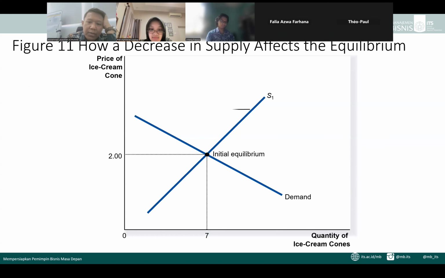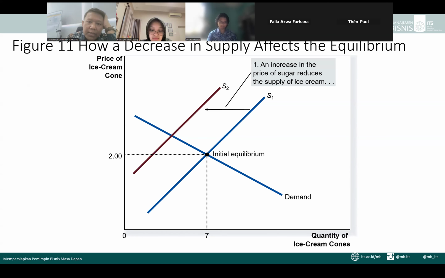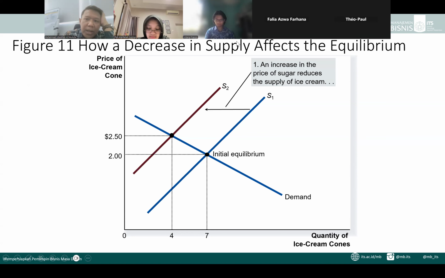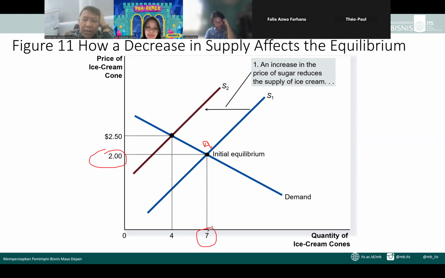So let's try to look at another example. This is how a decrease in supply affects the equilibrium. For example, we used to have an initial equilibrium at point A. This is price 2 and the quantity is 7.